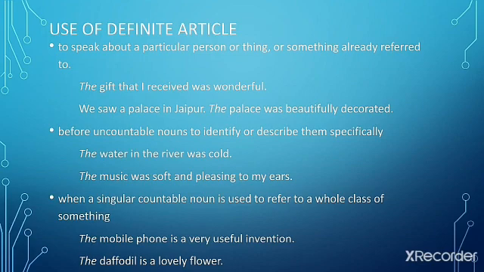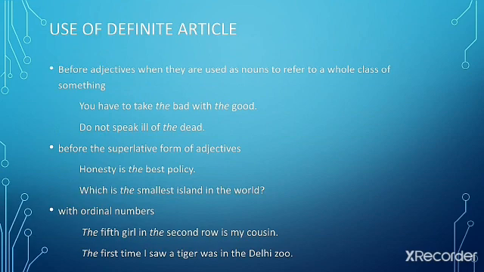Next, before countable nouns to identify or describe them specifically. Example, the water in the river was cold. The music was soft and pleasing to my ears. Next, when a singular countable noun is used to refer to a whole class of something. Example, the mobile phone is a very useful invention. The daffodil is a lovely flower. Also, before adjectives when they are used as nouns to refer to a whole class of something. Example, you have to take the bad with the good. And do not speak ill of the dead.